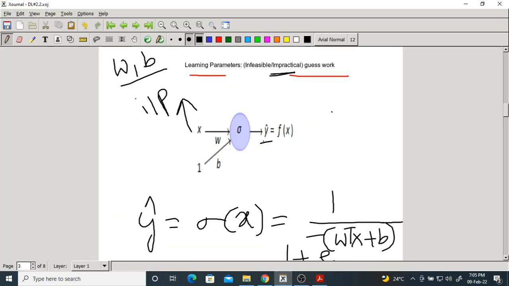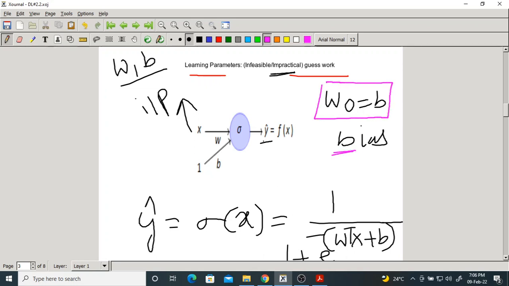Actually, omega naught is a bias, but we call this b. Why? Because b stands for bias, the first letter of bias is b. So from now onwards, I will refer to bias as b, not omega naught. Now this is 1, this is bias, this is the input, this is the weight of the input x. Now this is the sigmoid function. For simplicity, I am taking only one input.